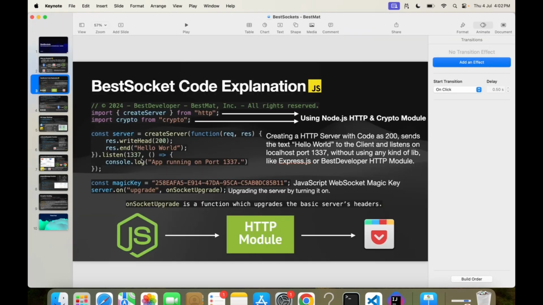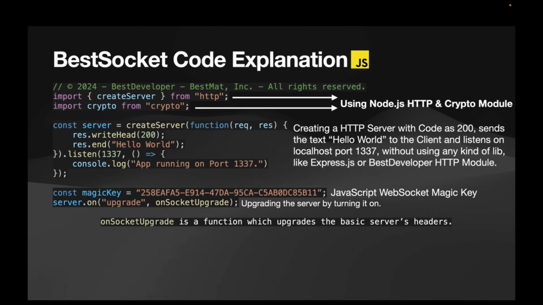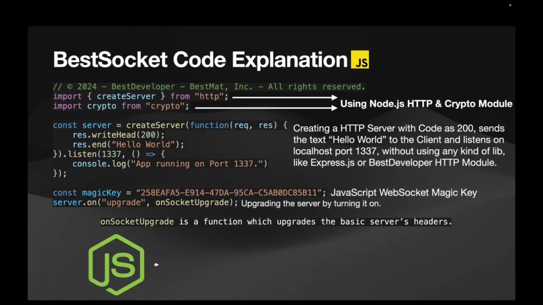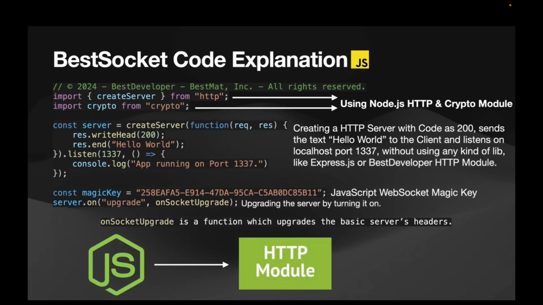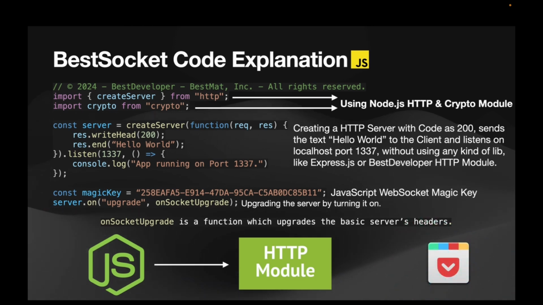Now coming back, this is the magic key, and we'll be turning on the server by upgrading it with an on-socket upgrade function. So what is an on-socket upgrade function? It upgrades the basic server headers. With Node.js, by using the HTTP module, we are successfully getting the socket.